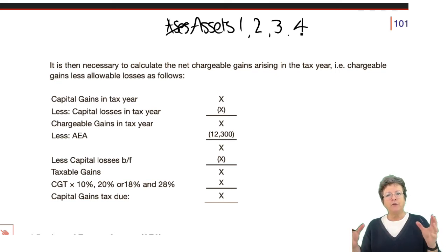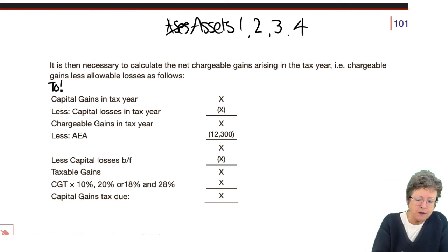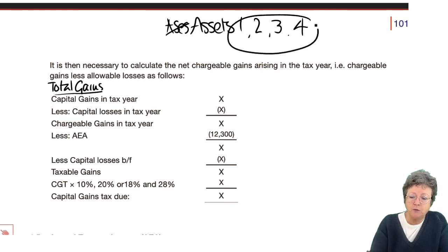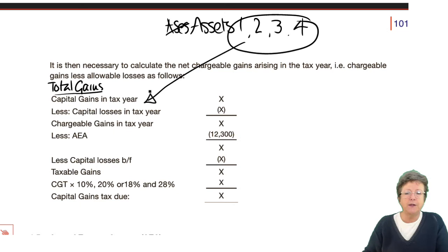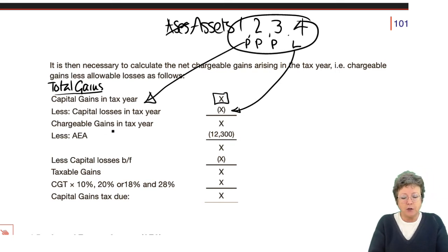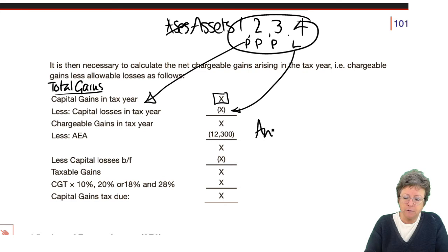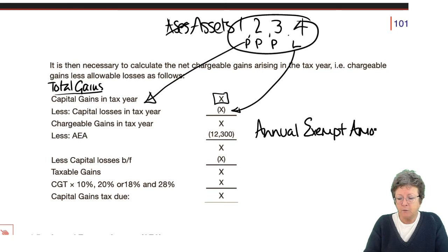Now, in order to work out what's happened in the whole year, you need to bring them all together. And this is the pro forma. This is the total gains pro forma. Okay, so all those individual assets that you've done pro formas for are all brought here together. Now, if one of them, so say that was a profit, that was a profit, that was a profit, and that was a loss. The loss goes there, and the 3 profits will go there, which gives us the chargeable gains in the tax year. You are then allowed an annual exempt amount. Okay, and that is in the rates.